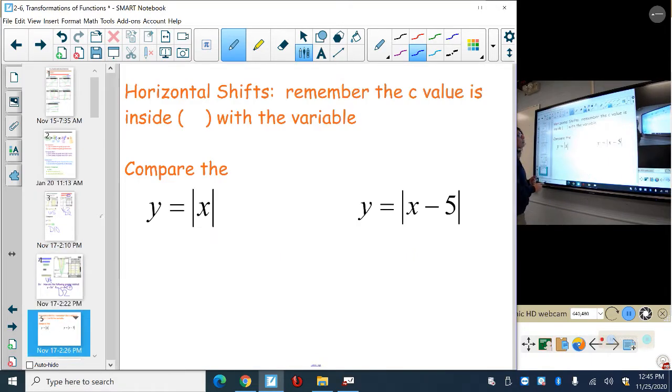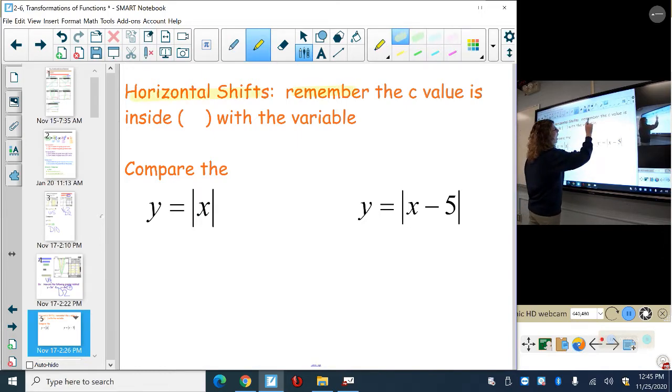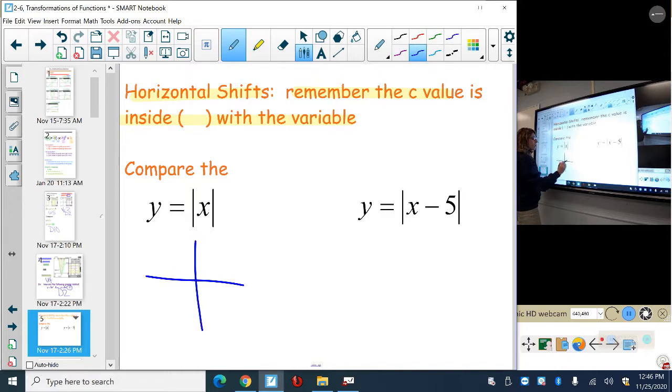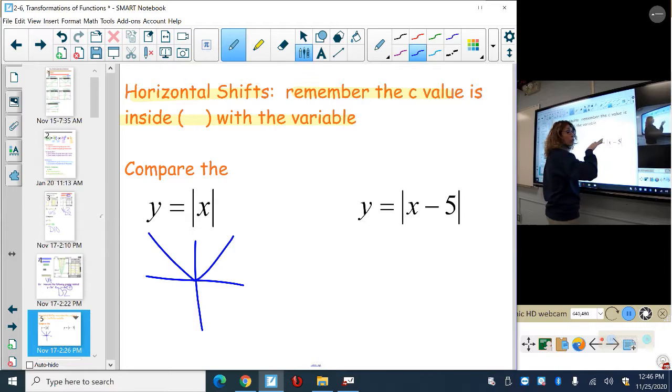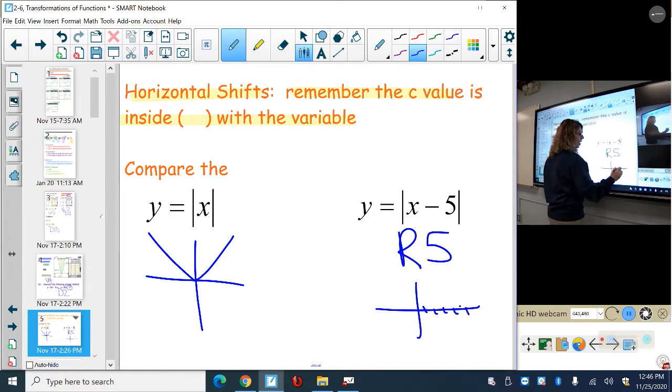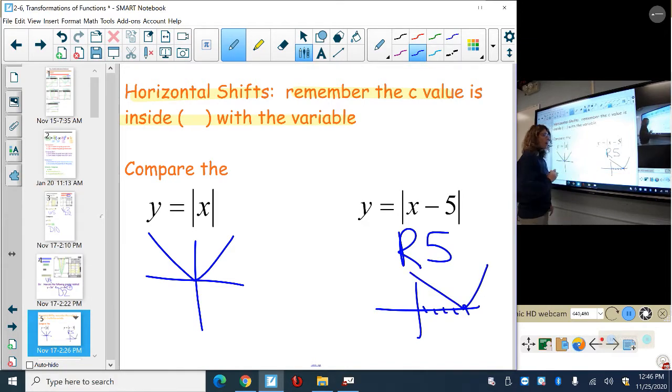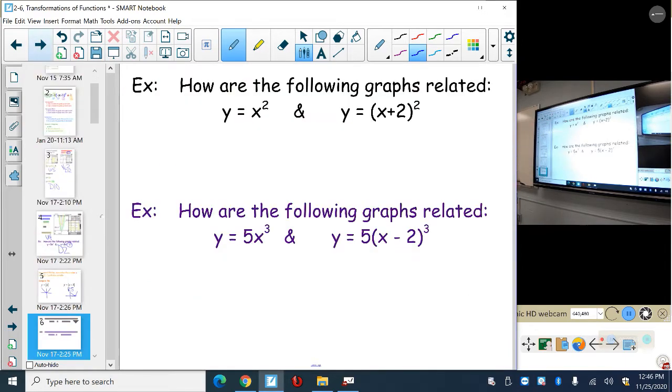So what happens whenever I do left and right? So I have horizontal shifts. In horizontal shifts, it is the opposite of what you think it is, okay? So I give you the absolute value of x, which is going to look like this. And then x minus 5: you think minus means to the left, but it is actually to the right 5. So 1, 2, 3, 4, 5. Now that's what that graph looks like. Okay? So it's opposite of what you think.